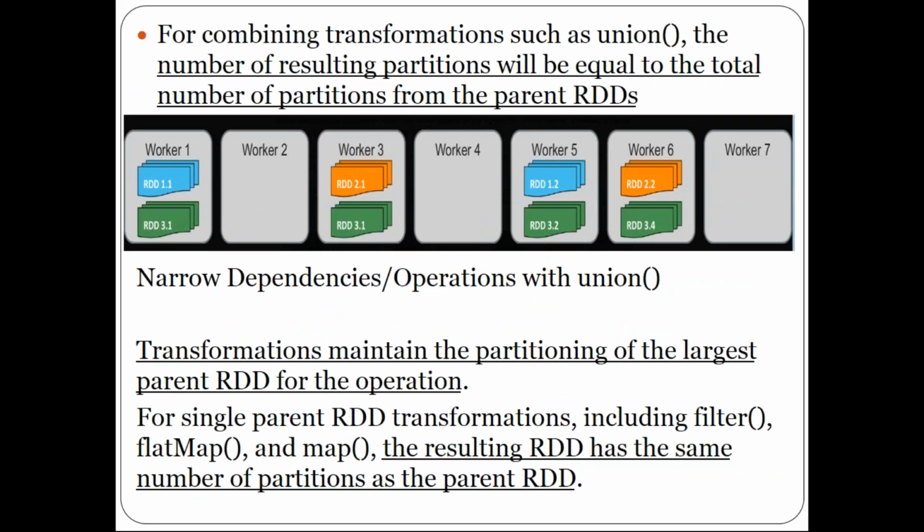For a single parent RDD transformation, including filter, map, and flat map, the resulting RDD has the same number of partitions as the parent RDD. The reason why I have highlighted the sentence here and here is, irrespective of whether your RDD is going to join to another RDD or your RDD itself is doing the transformation, the number of partitions you have at the input will be the same as the number of partitions you have at the output. That's the whole funda of it. But you need to understand how the partitions will work when you are unioning, and how they will individually work when you are filtering, mapping, flat mapping. Fairly simple, there shouldn't be any confusions.